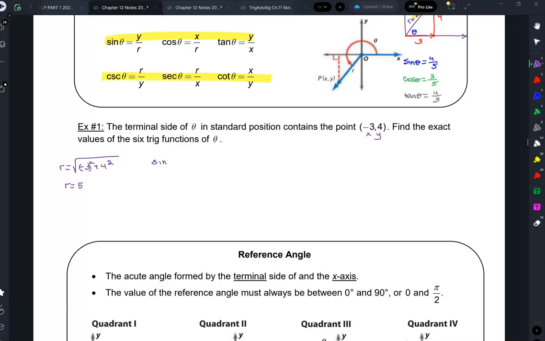So sine of theta is always the y-coordinate over r. Cosine is the x-coordinate over r. Tangent, y over x. And now cosecant is the reciprocal. Secant is the reciprocal. Cotangent is the reciprocal. Okay? There we have it.